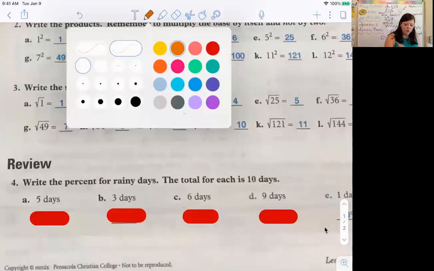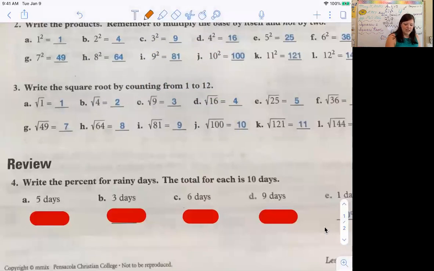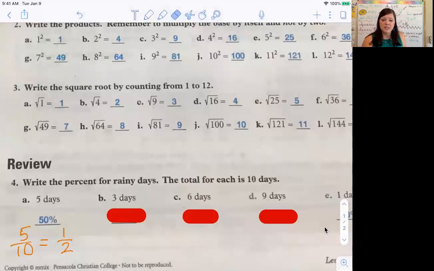Okay, so the first one is 5 days. So let's think about that. 5 over 10. What does that reduce to? 1/2. If we have half of something, okay, remember percent is 100. So what is half of 100? 50. So let's just stick a percent sign on there. 50%. 1/2 is always equal to 50%. Let's move on to the next one.